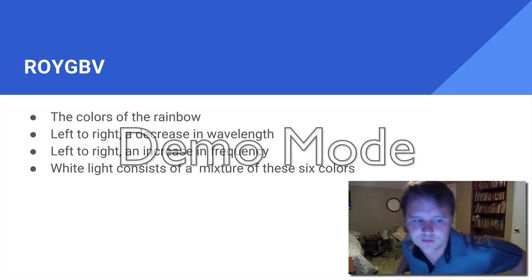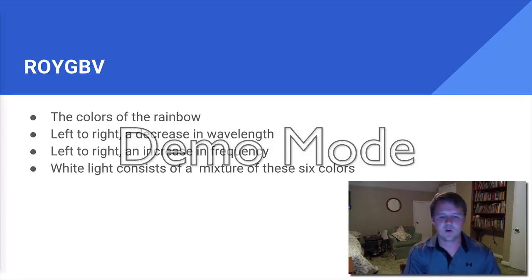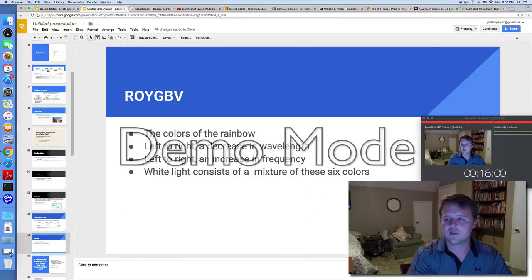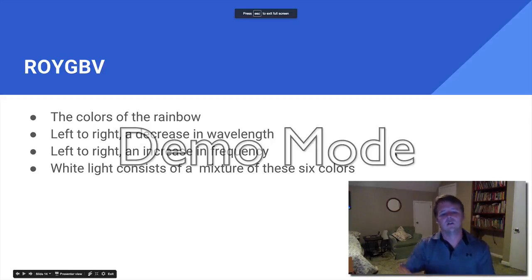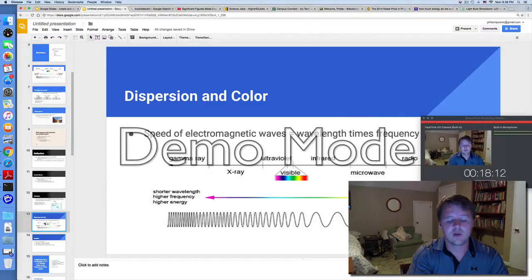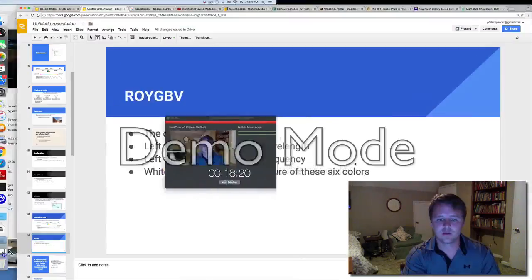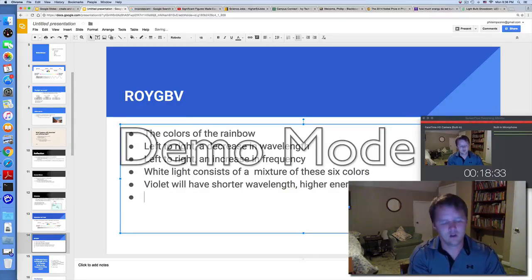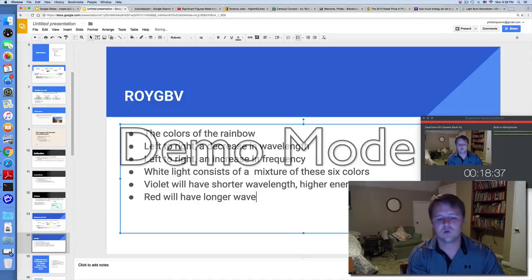So, as you move left to right, there is a decrease in wavelength. Let me check that with my other slide. Yeah. Everything gets faster as you get towards violet. Violet's going to have higher energy in a shorter wavelength. I'm going to type that in. Violet will have shorter wavelength, higher energy. Red will have longer wavelength, lower energy.